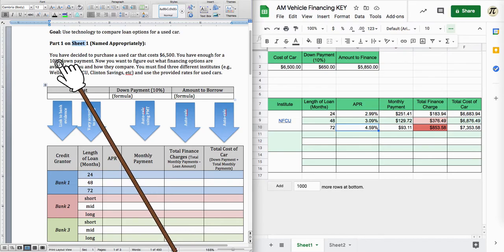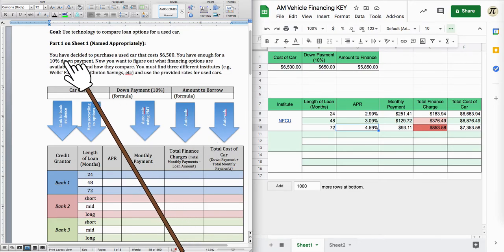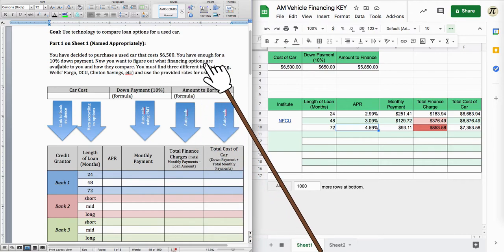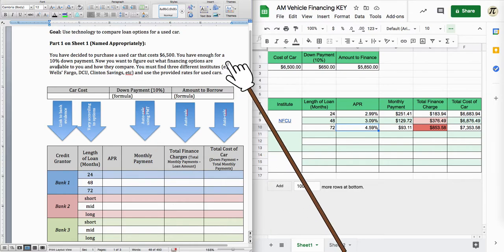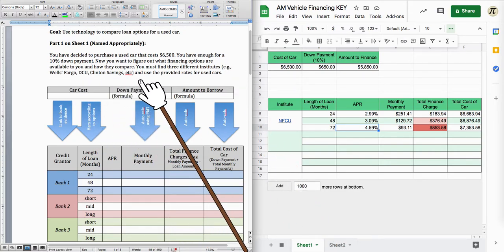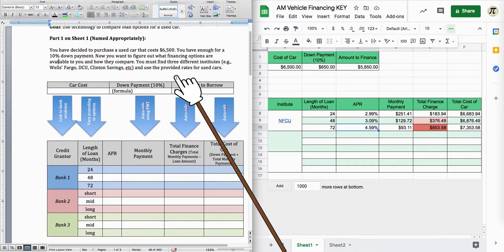So you've decided to purchase a used car that costs $6,500. You have enough for a 10% down payment, and you want to figure out what financing options are available to you and how they compare. So you must find 3 different institutes, for example, Wells Fargo, DCU, Clinton Savings, etc., and use their provided rates on their website for used cars.